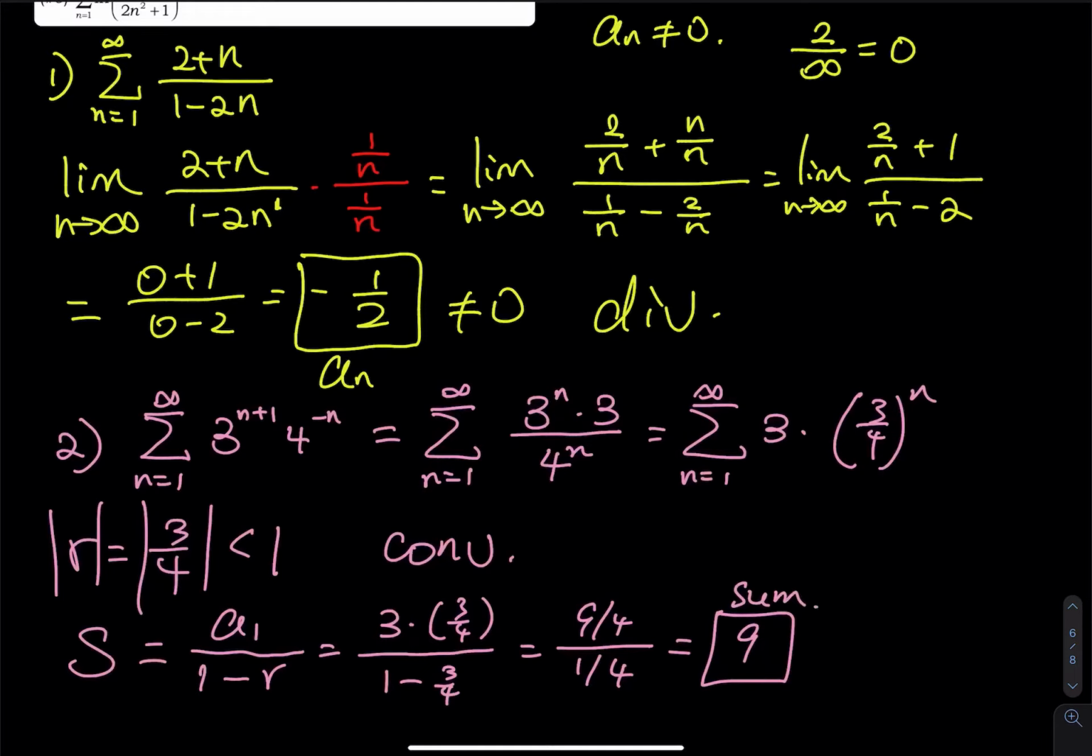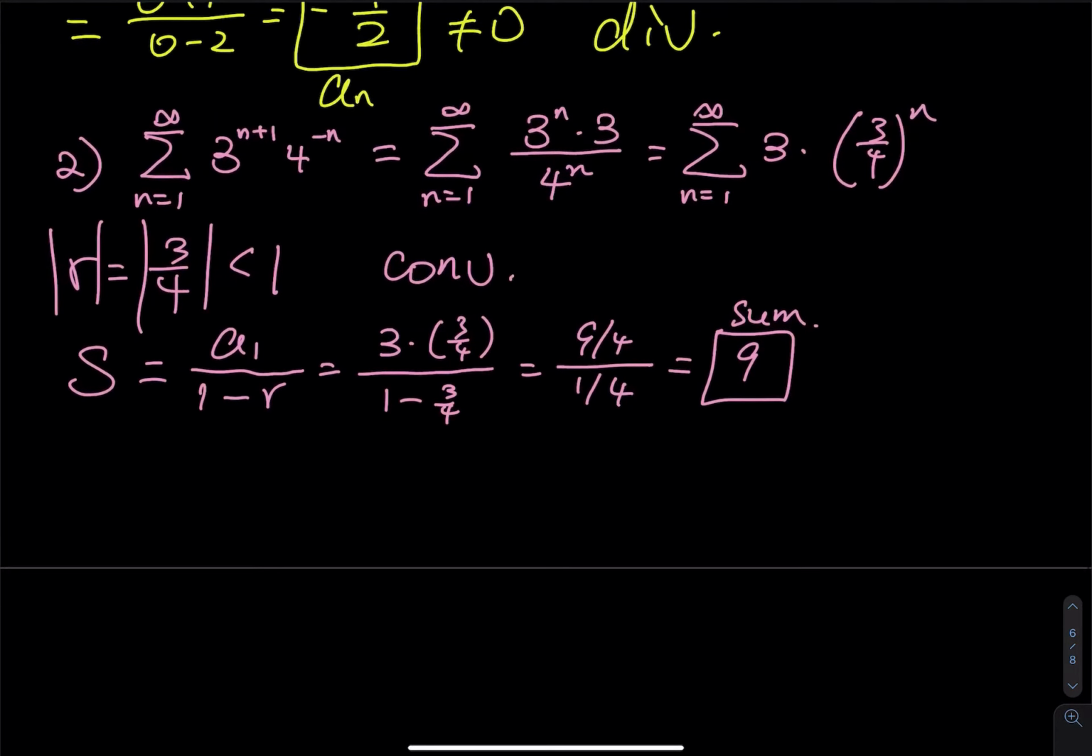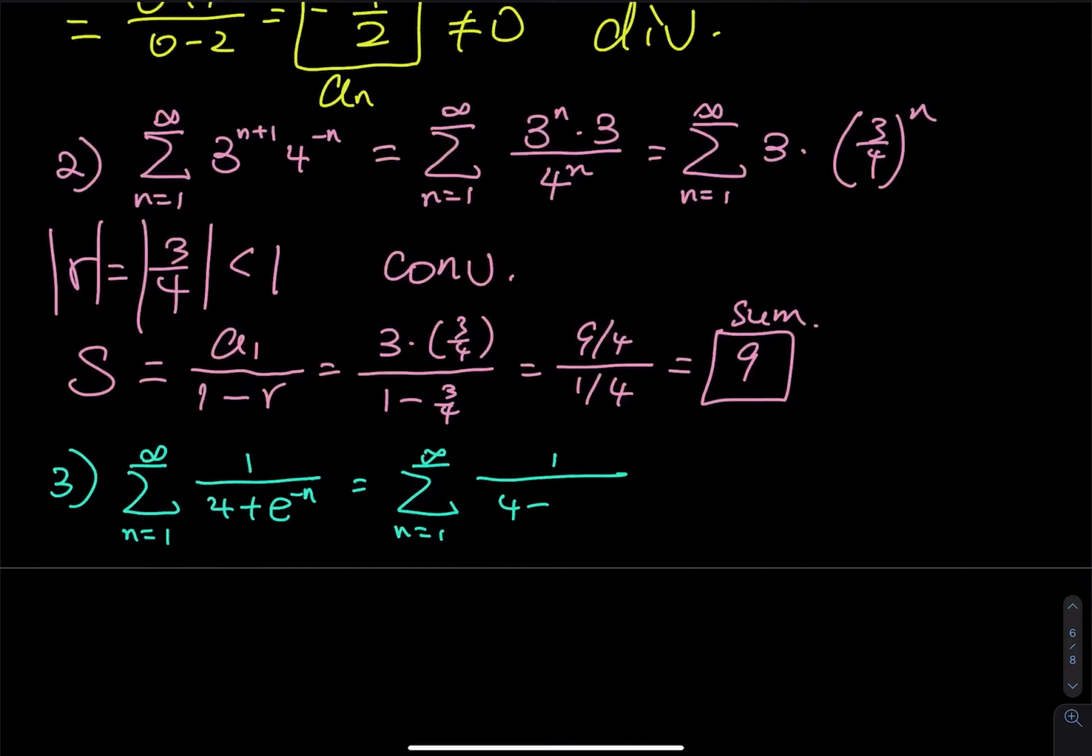All right. And then in problem 3, change color for every problem. So in problem 3, we have the sum, n goes from 1 to infinity, 1 divided by 4 plus e to the negative n. Looks like we have to work on the negative n power. Sum n goes from 1 to infinity, so that is 4 plus 1 divided by e to the n.